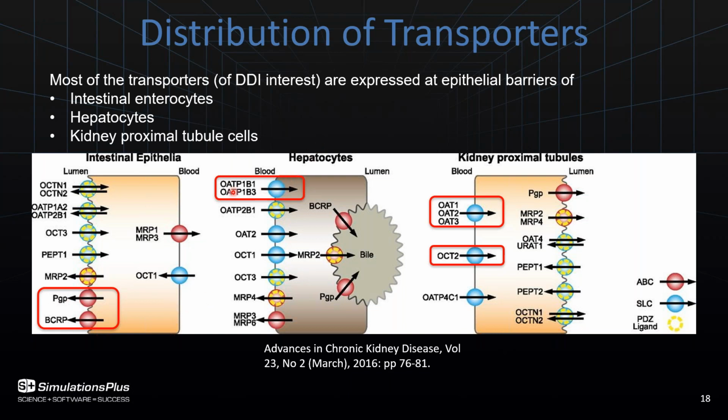For hepatocytes, we're looking at OATP1B1 and OATP1B3. Here, the compound is in systemic circulation, and the transporter would pump it into the liver, and it would be metabolized in the liver. For kidney proximal tubules, we have OAT1, OAT3, and OCT2. These are for anionic compounds, these are for cationic compounds, and these are transported into the kidney where they would be cleared in the urine.